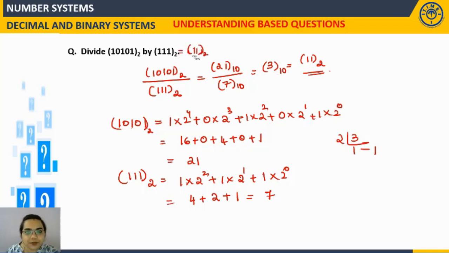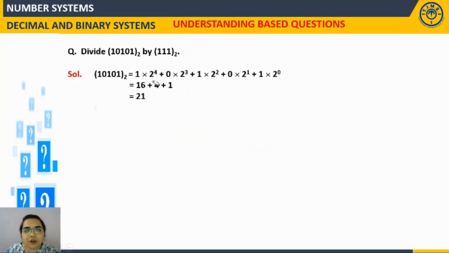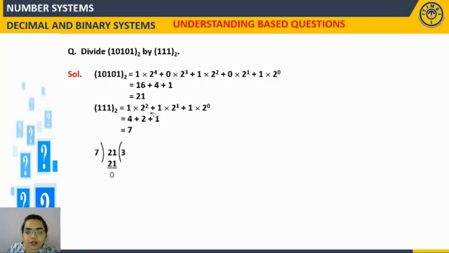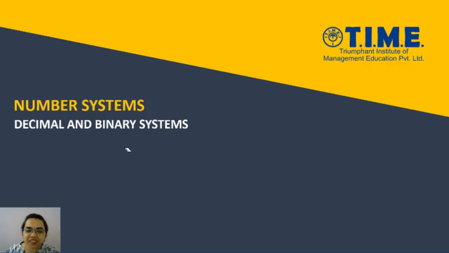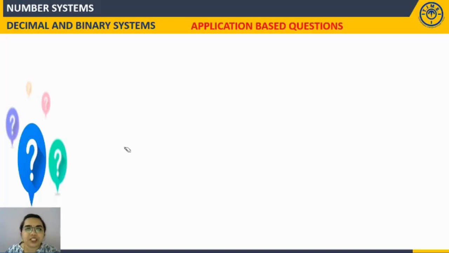Is this clear to you? Okay, it's very easy. All we are doing is converting the binary form into decimal form, performing the division, and then whatever answer, that is the quotient which we are getting, is converted into the binary form. This is the solution. You can please have a look at it. I really hope this is clear to you. Let's go ahead. Let's now move into the next category of questions. We now have the application-based questions. Alright, so let's see the first question in this category.